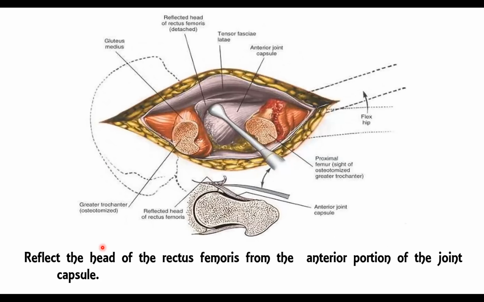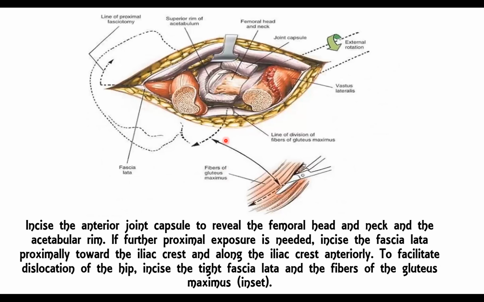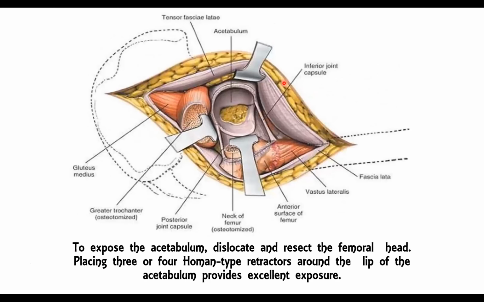So then reflect the head of the rectus femoris from the anterior portion of the joint capsule. You can beautifully see that there is a reflected head of rectus femoris. This is the anterior hip joint capsule. Okay. So this is regarding the exposure of the joint capsule. So after exposure, you can put a 3 Homans and expose the entire acetabulum.